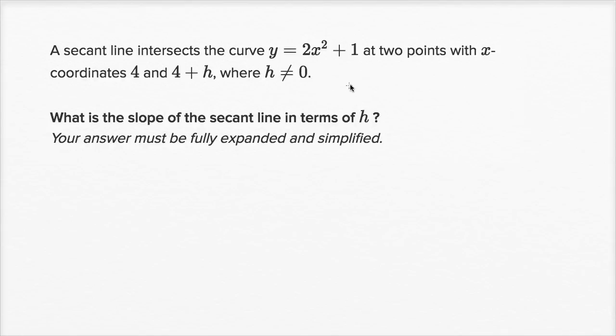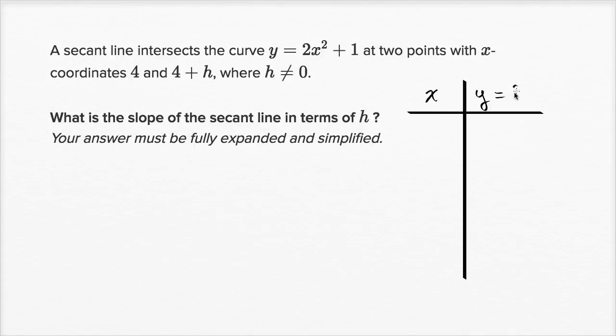It might not be obvious from how they wrote it, but let's make a little table here to make that a little bit clearer. So we have x, and then we have y, which is equal to 2x squared plus 1. And so we know that when x is equal to 4, well, what is y going to be equal to? Well, it's going to be 2 times 4 squared plus 1, which is the same thing as 2 times 16 plus 1, which is the same thing as 32 plus 1. So it is going to be 33. And what about when x is equal to 4 plus h?